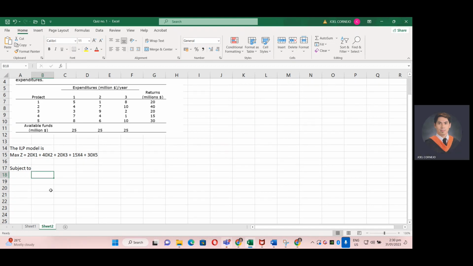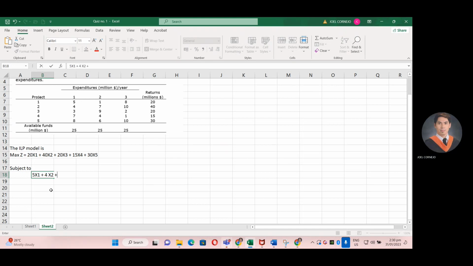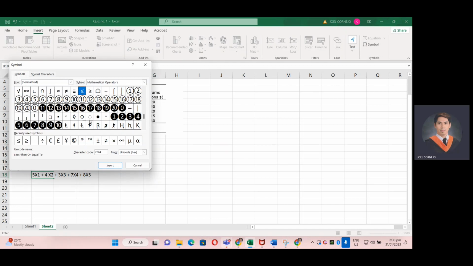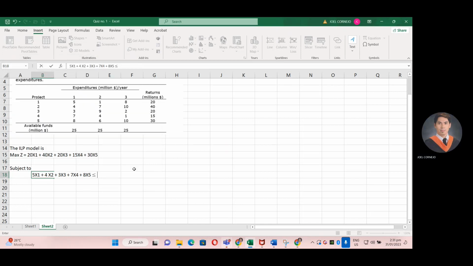Okay. So our first constraint, for year 1, we have 5 x sub 1 plus 4 x sub 2 plus 3 x sub 3, then 7 x sub 4 plus 8 x sub 5. Okay, then less than or equal to, so we need to insert this symbol. Less than or equal to 25, so this is our available funds.